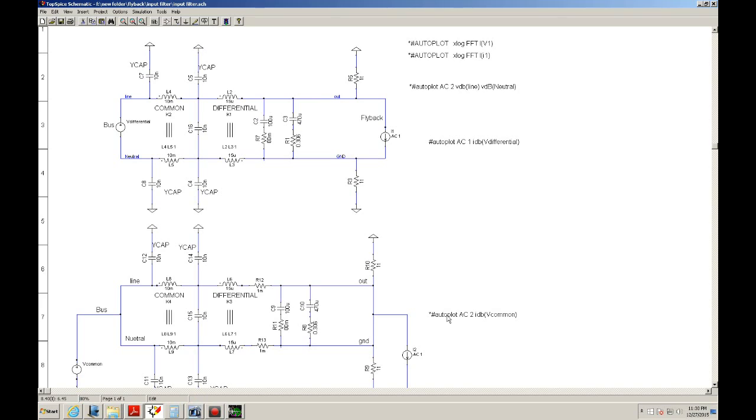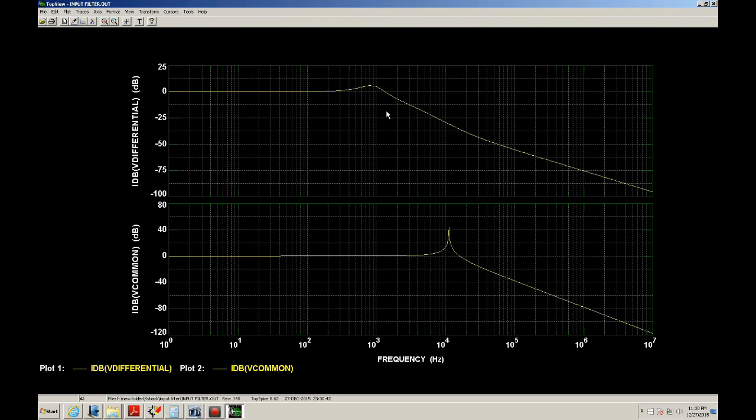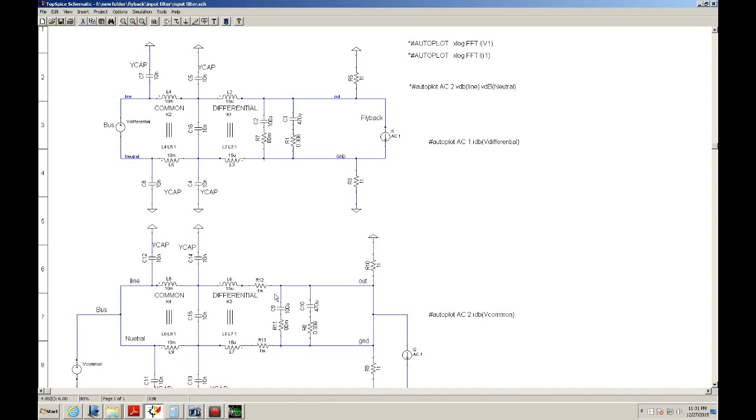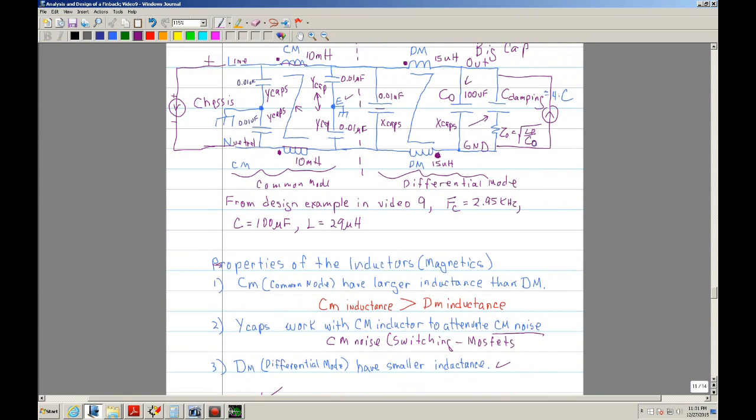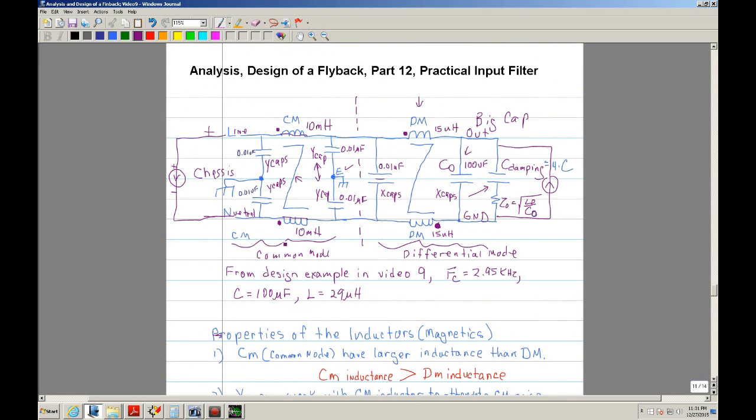Alrighty. Let's plot both at the same time to show how this integrated common mode and differential mode does two functions. Here we have the differential attenuation. It's a low pass filter at about 3 kilohertz. And then you have the common mode, which is at about 11 kilohertz. So in a nutshell, this is how a practical input filter should work. You should have a common mode and a differential mode. It should be straightforward.